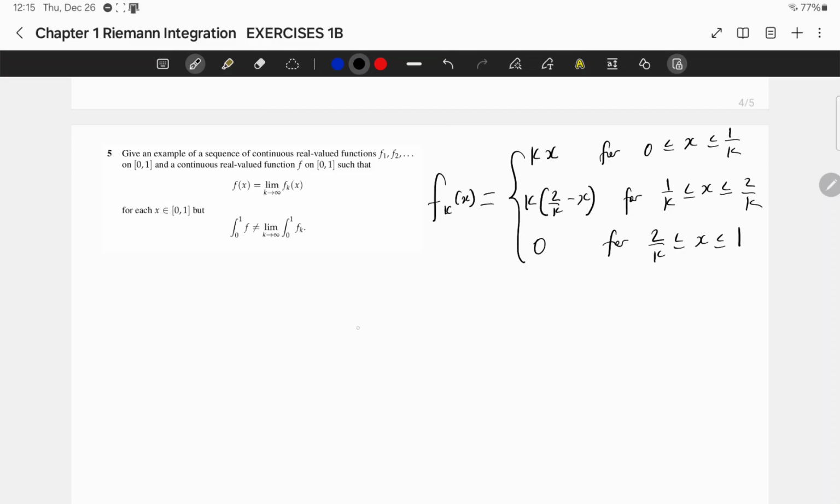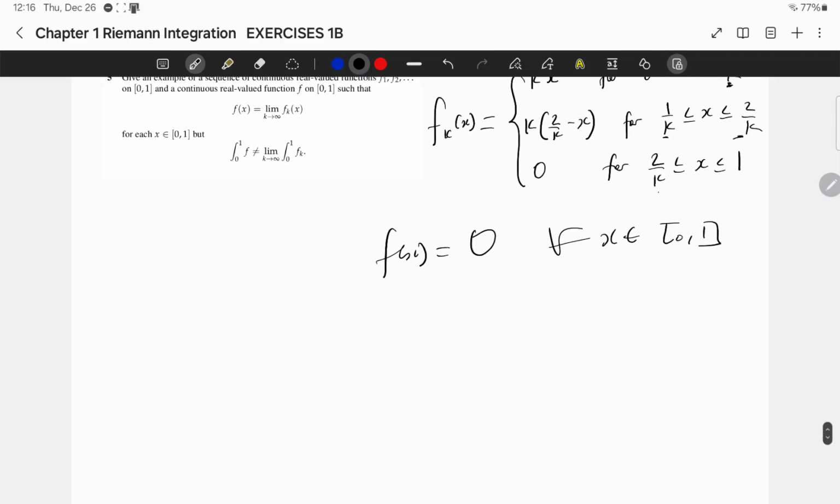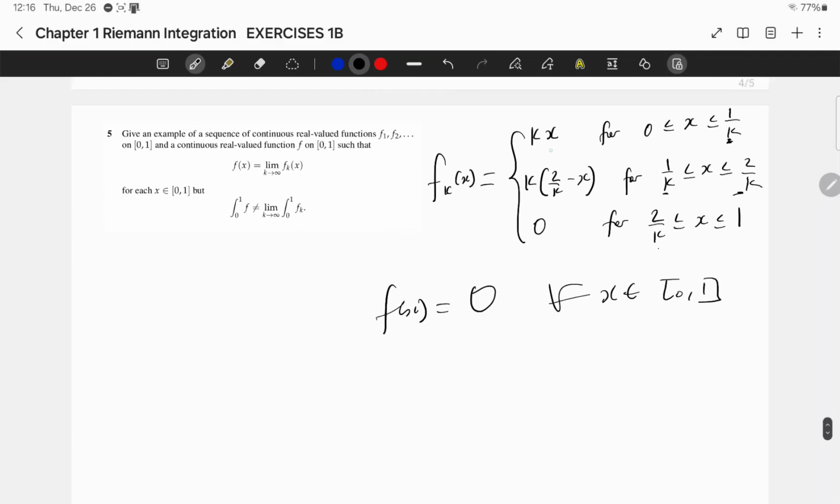So as k tends to infinity, this side shrinks to 0, this shrinks to 0, so everything will be equal to 0. That means our pointwise limit function f of x equals 0 for all x. So you can verify the condition. All of these are actually continuous functions, and then you can also verify the integral.